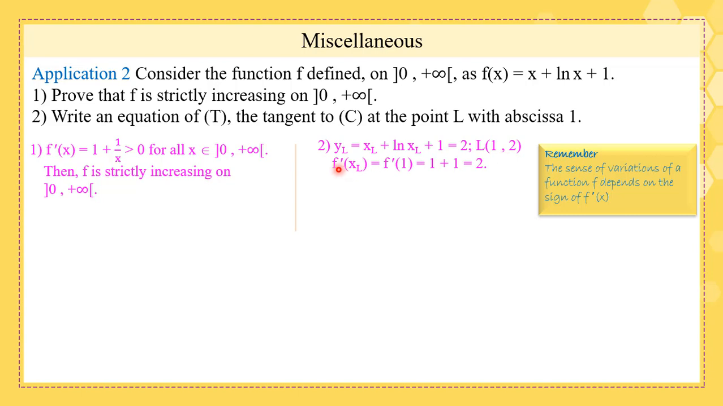We also need f prime of x L, which is f prime of 1. And from f prime of x, we replace each x by 1. We get 1 plus 1, which is 2. And now we write the general equation of the line. y minus y of L is f prime of x L times x minus x L. We replace to get y equals 2x.